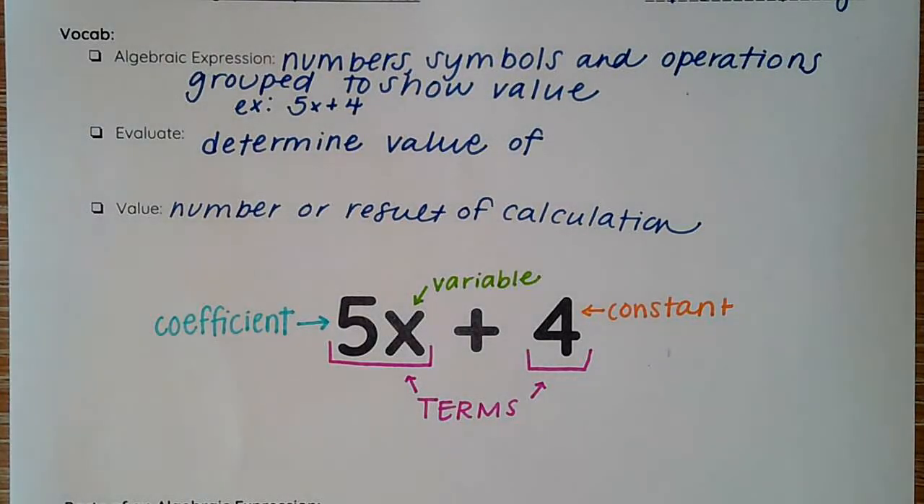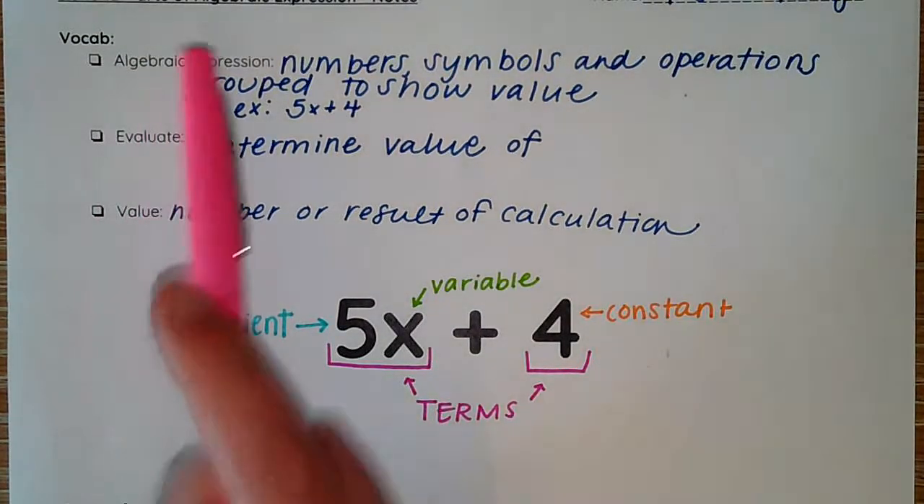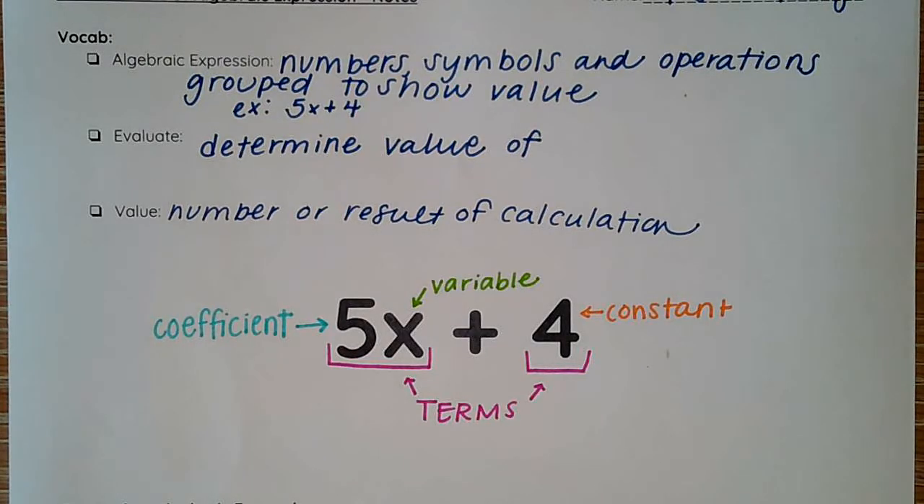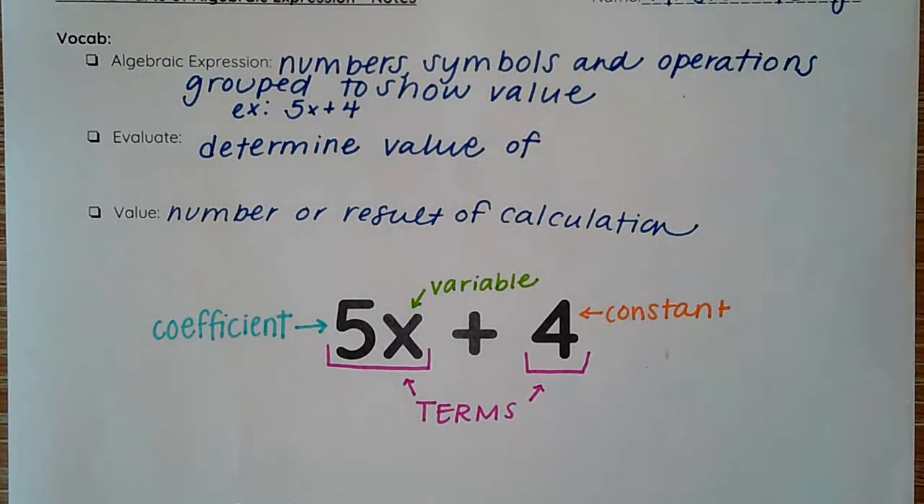Today we are going to identify the parts of algebraic expressions. To start, let's go through a couple of vocabulary words. We're going to start with the definition of an algebraic expression. Now, prior, we've learned about numerical expressions. Numeric expressions have simply numbers and operations. For example, 3 plus 4.